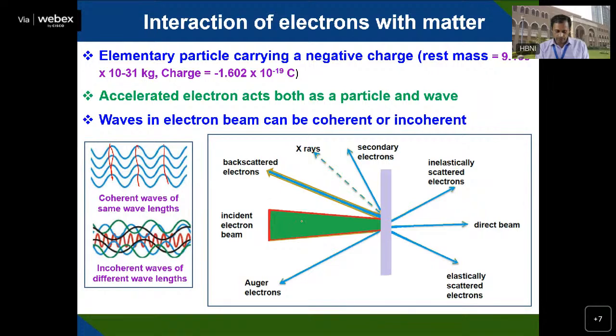When you direct an electron beam onto a material, like with X-rays, different interactions occur. The electron can be returned back, that is backscattered electrons, or it can be absorbed and knock out another electron, called secondary electrons. It can produce characteristic X-rays, undergo inelastic or elastic scattering, or be transmitted directly without interacting with the material. You can also get the Auger electron.